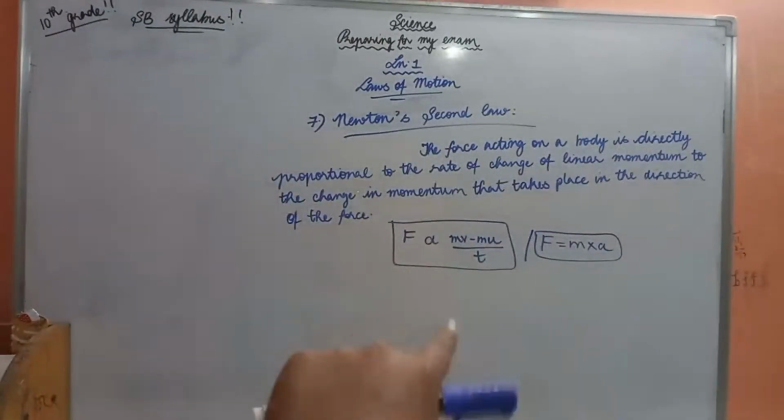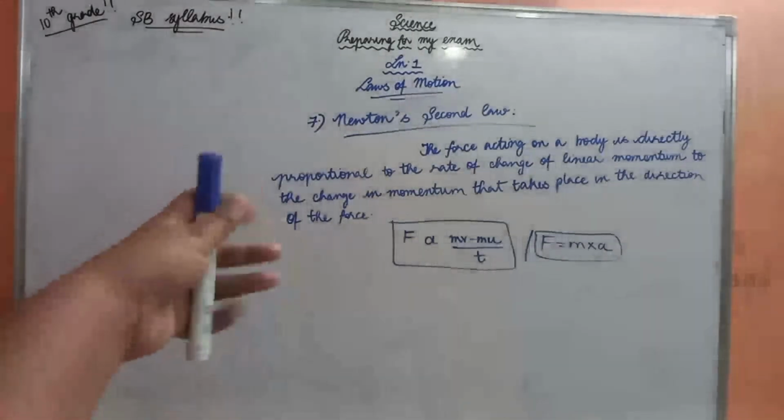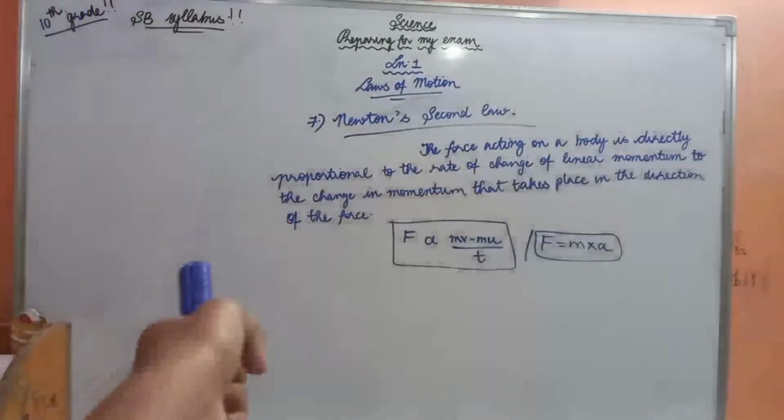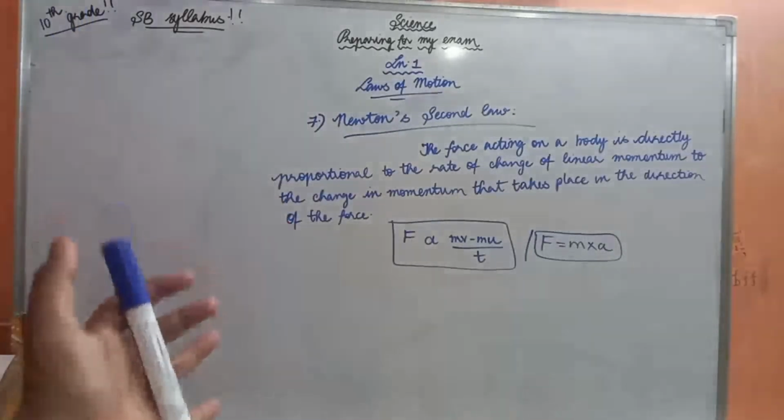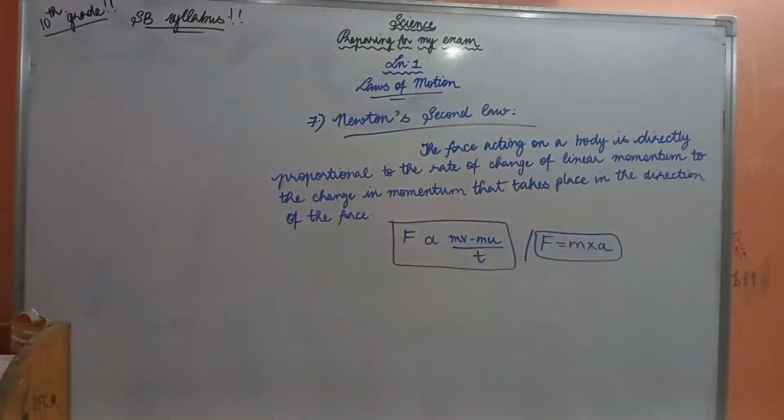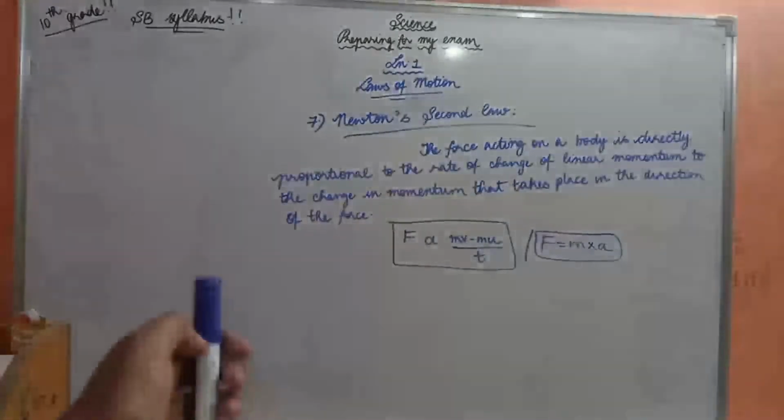So mv means final momentum, and mu is the initial momentum. And by time, so the force depends on time, because with time I'll slowly lose my energy and then it'll fall down. So yes guys, there's also another formula: force is equal to m into a, where force depends on the mass and acceleration.